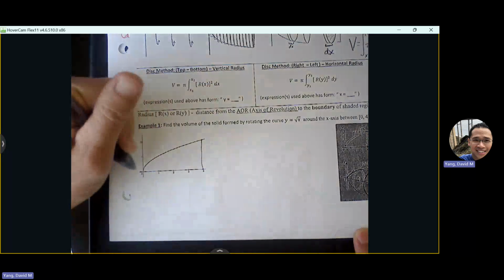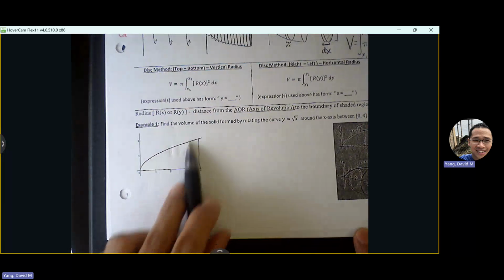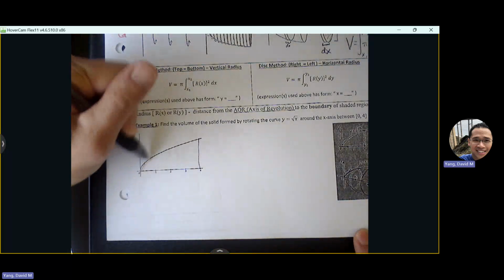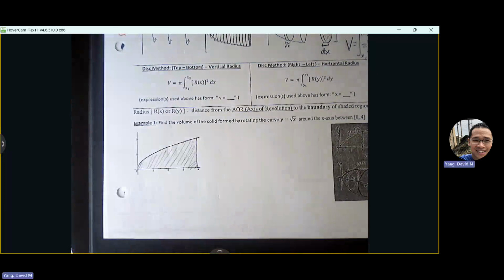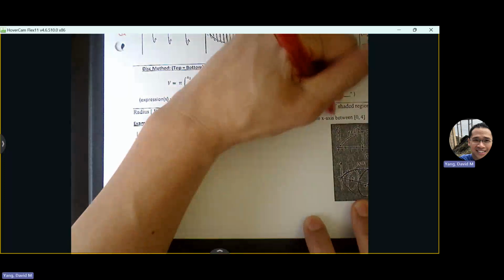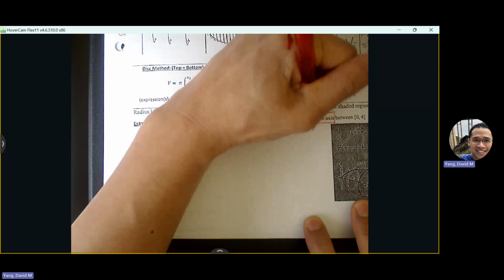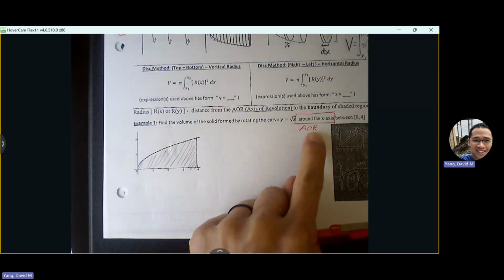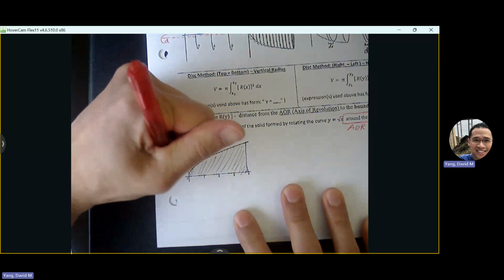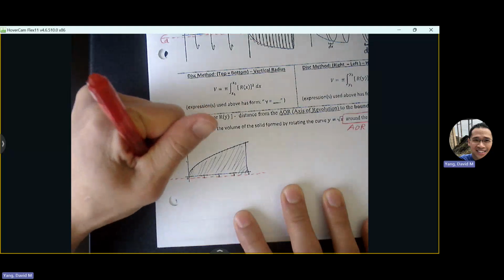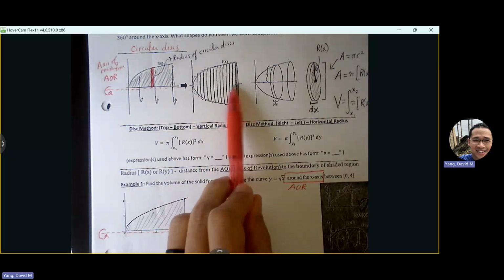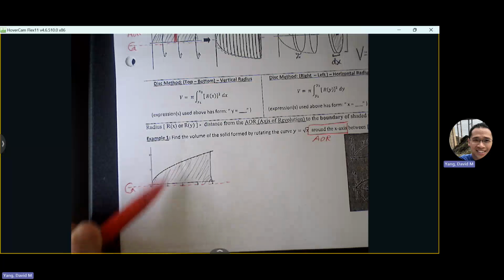So same idea: we have root x, we have the x-axis, we have bounds from 0 to 4. So here's our shaded region, and we're rotating around the x-axis. This is our axis of revolution, which I'm going to abbreviate as AOR. I'm always going to use dotted lines here. Your dotted line is the new center of your object. It's always going to look like it's at the edge, but after rotation, it always ends up being in the center of the object. So we have rotation of the object.